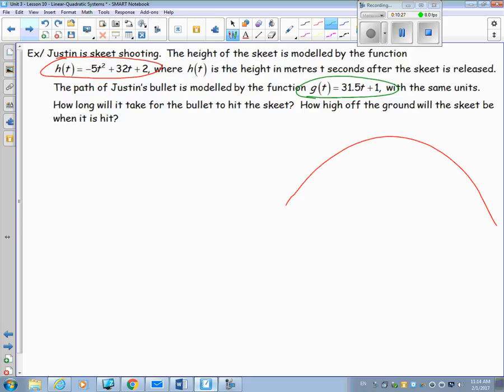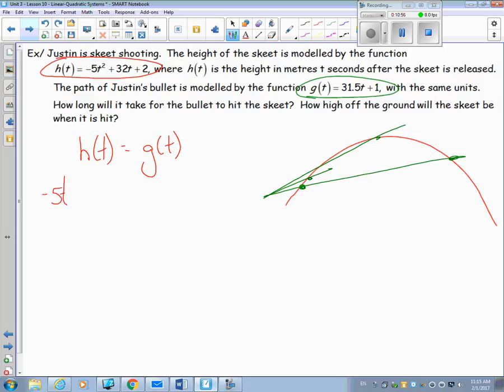So we don't know, does it hit the skeet here, the POI? Does it hit the skeet just up there? Does it hit the skeet way over here, in which case we would have two POIs? We'll have to interpret that. But we want to know how long it takes for the bullet to hit the skeet. Where are these two equations equal to each other, in other words? Where does my height of the skeet equal the height of the bullet?